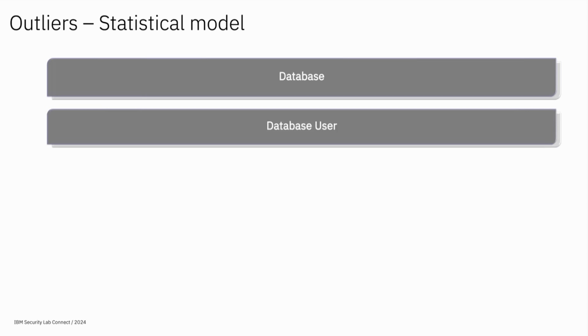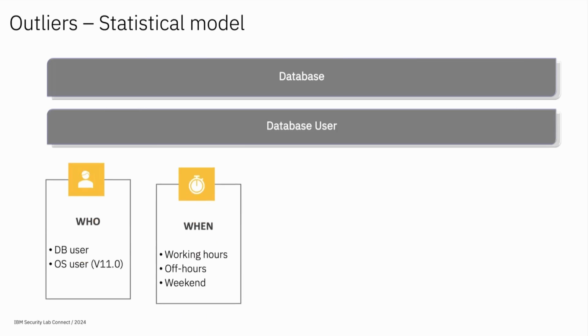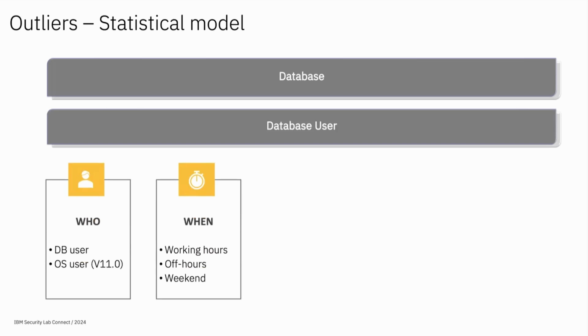Now, what a typical end user would expect are the favorite 5 questions, and that is what we are also targeting. We are looking at different aspects. Who? Who is performing the activity? Whether it's a database user or OS user. When was it done? We have different models for working and non-working hours, weekends, because the activity will be different for every database user in different time periods.